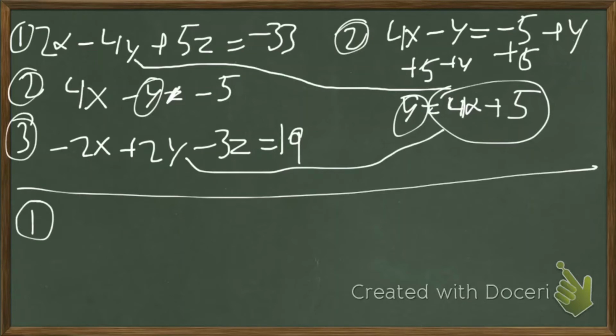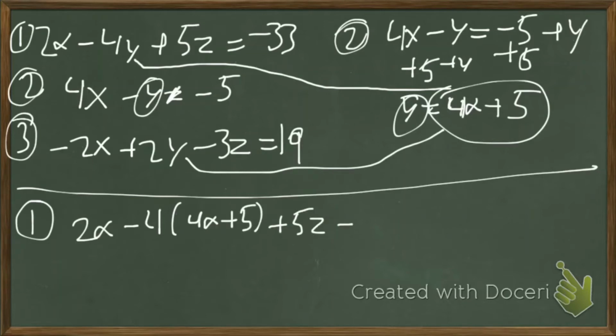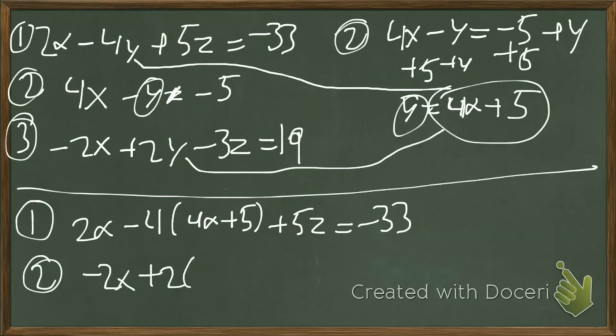In the first equation, it will become 2x minus 4 times (4x plus 5) plus 5z equals negative 33. In the second equation, it will become minus 2x plus 2 times (4x plus 5) minus 3z, which equals 19.